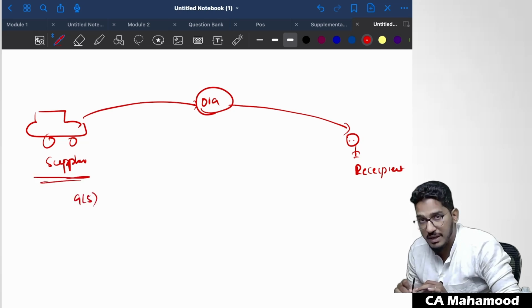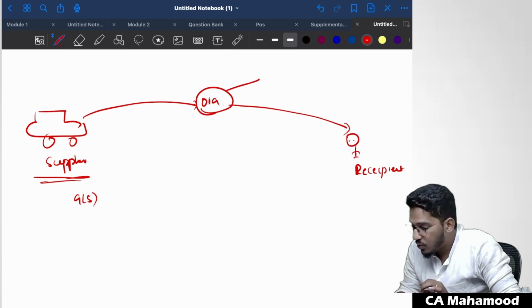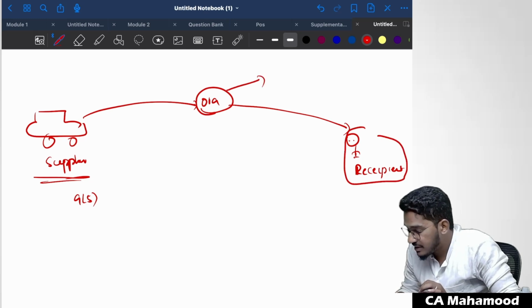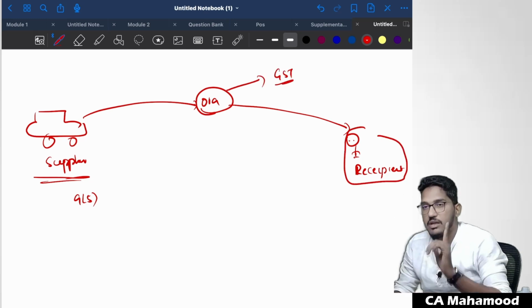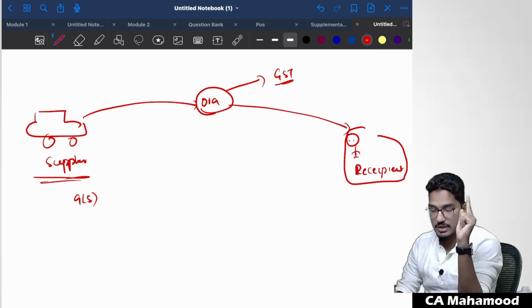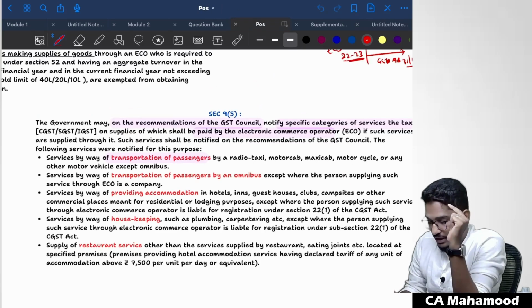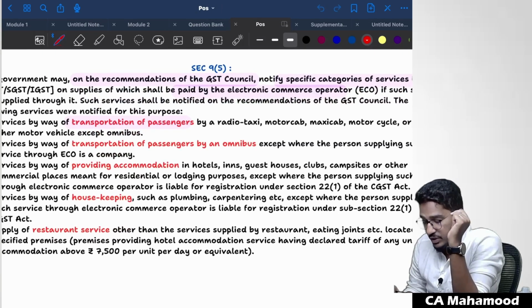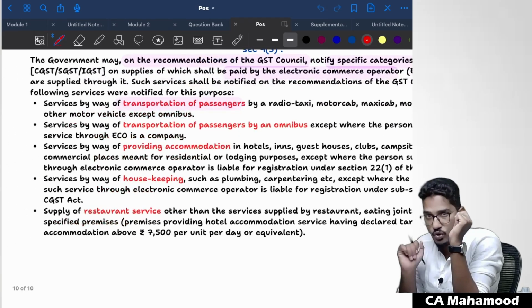Supply of transportation of passengers by way of any vehicle other than omnibus. This is not an omnibus, this is a normal cab only. So in this case he is a supplier. In normal cases, the supplier should collect the GST and pay to the government. But since this service is notified under 9 subsection 5, here Ola only will collect the GST amount from the recipient and they only will pay the GST to the government. Able to understand? So the first kind of service notified under 9 subsection 5 is services by way of transportation of passengers by vehicles other than omnibus.